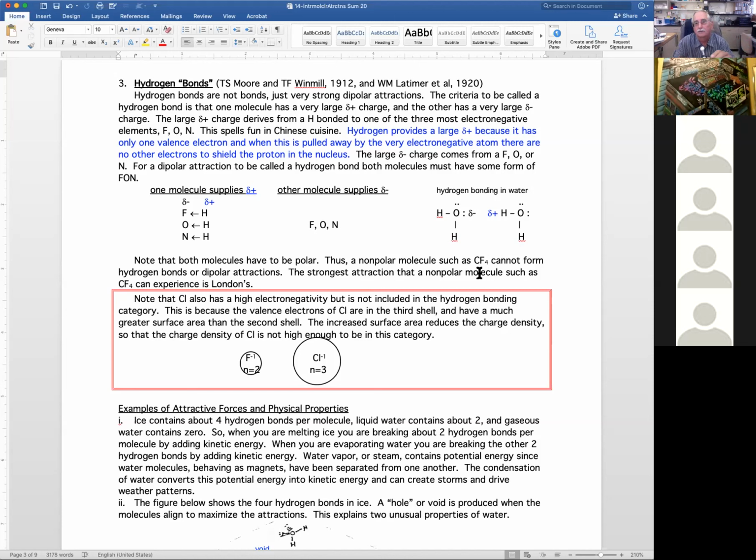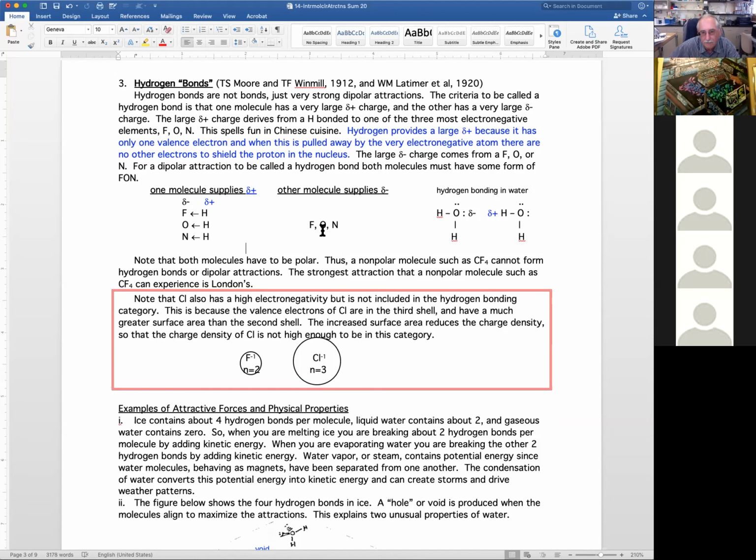So carbon tetrafluoride would be like this, right? It's perfectly symmetrical. So even though these are polar bonds, in other words, they behave like little rockets. If I fire all four of these rockets all at once, it doesn't go anywhere. It's a non-polar molecule. So that would not qualify for this because it's not a polar molecule.